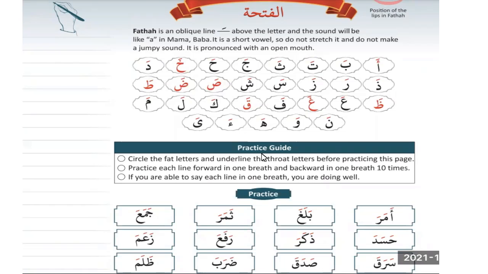Then another one is ta, and you can see the shape of ba, ta, tha. These three letters have the same shape, the boat shape, right? But the difference is, how can we recognize ba? Because there is a dot at the bottom, under the boat shape, right? So this is ba.